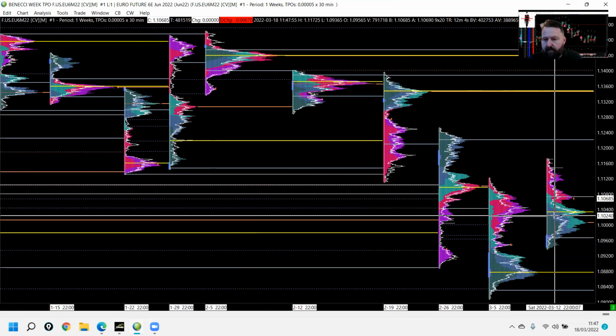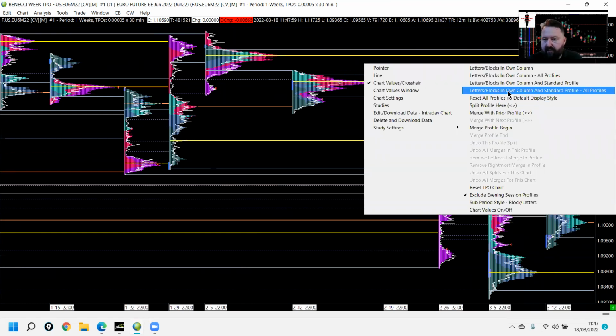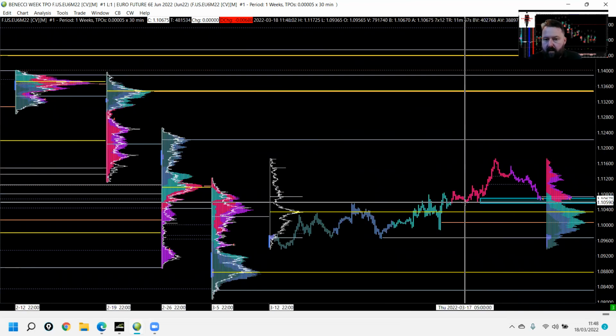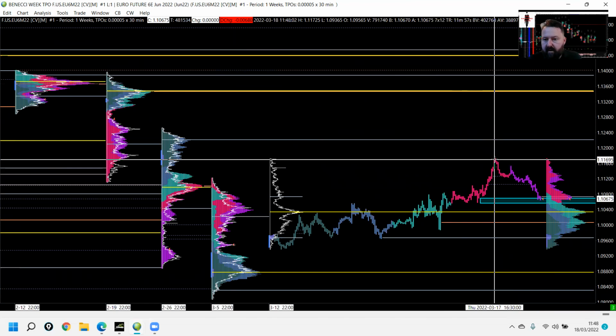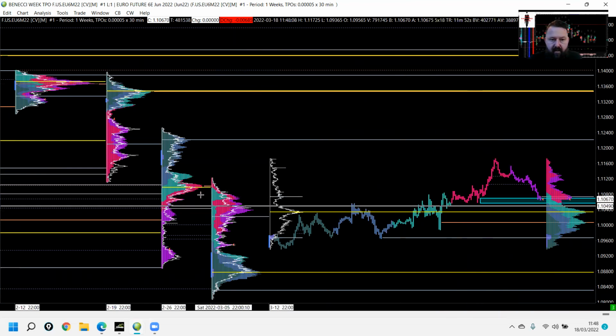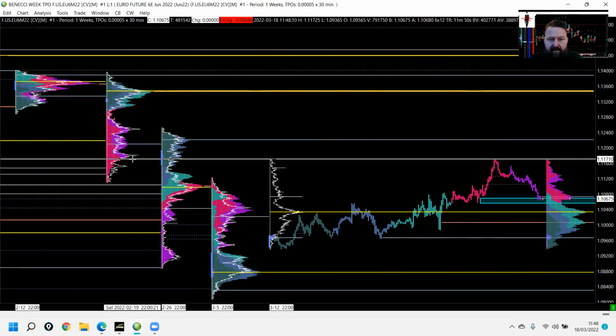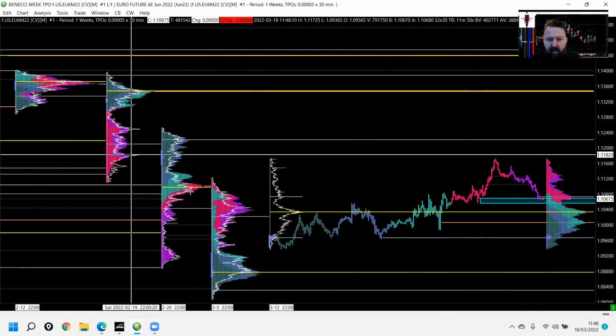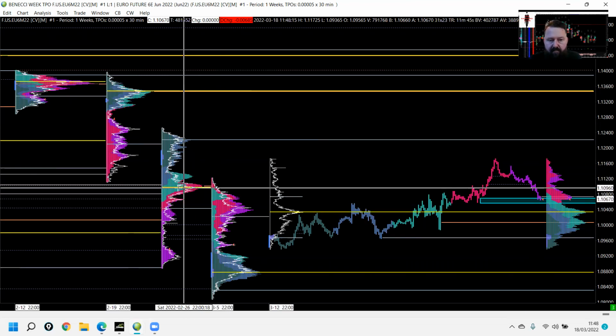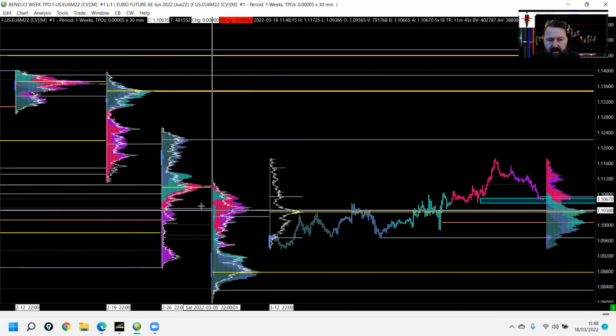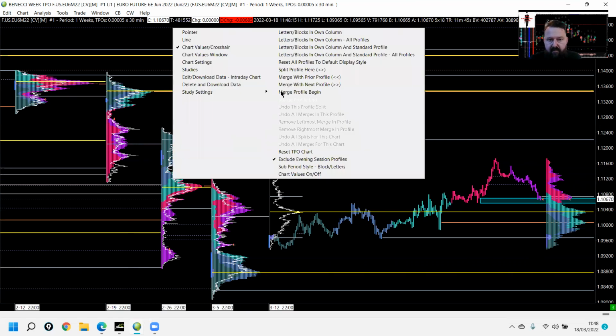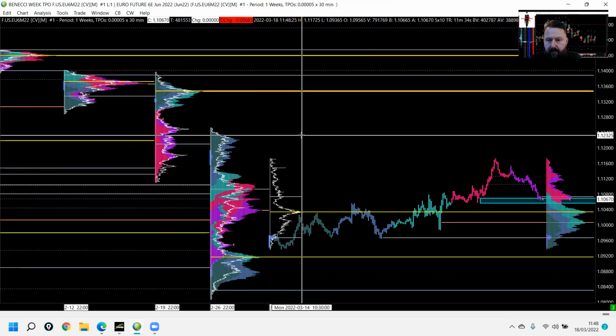So look, for example, this is this week's profile. We got a reversal here, which came off this high volume node from one to three weeks ago. But what I would probably do is merge profiles to form a composite.